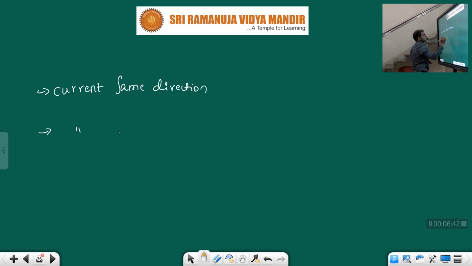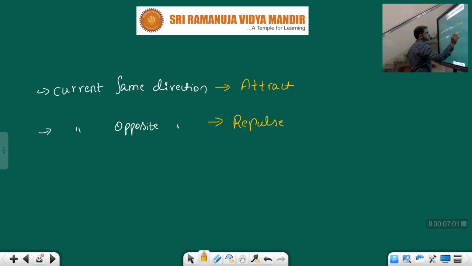Next, current in opposite direction. When current is in the same direction, two conductors will attract, children. When currents are in opposite directions, the two conductors will repel from each other. Okay children, very, very important.